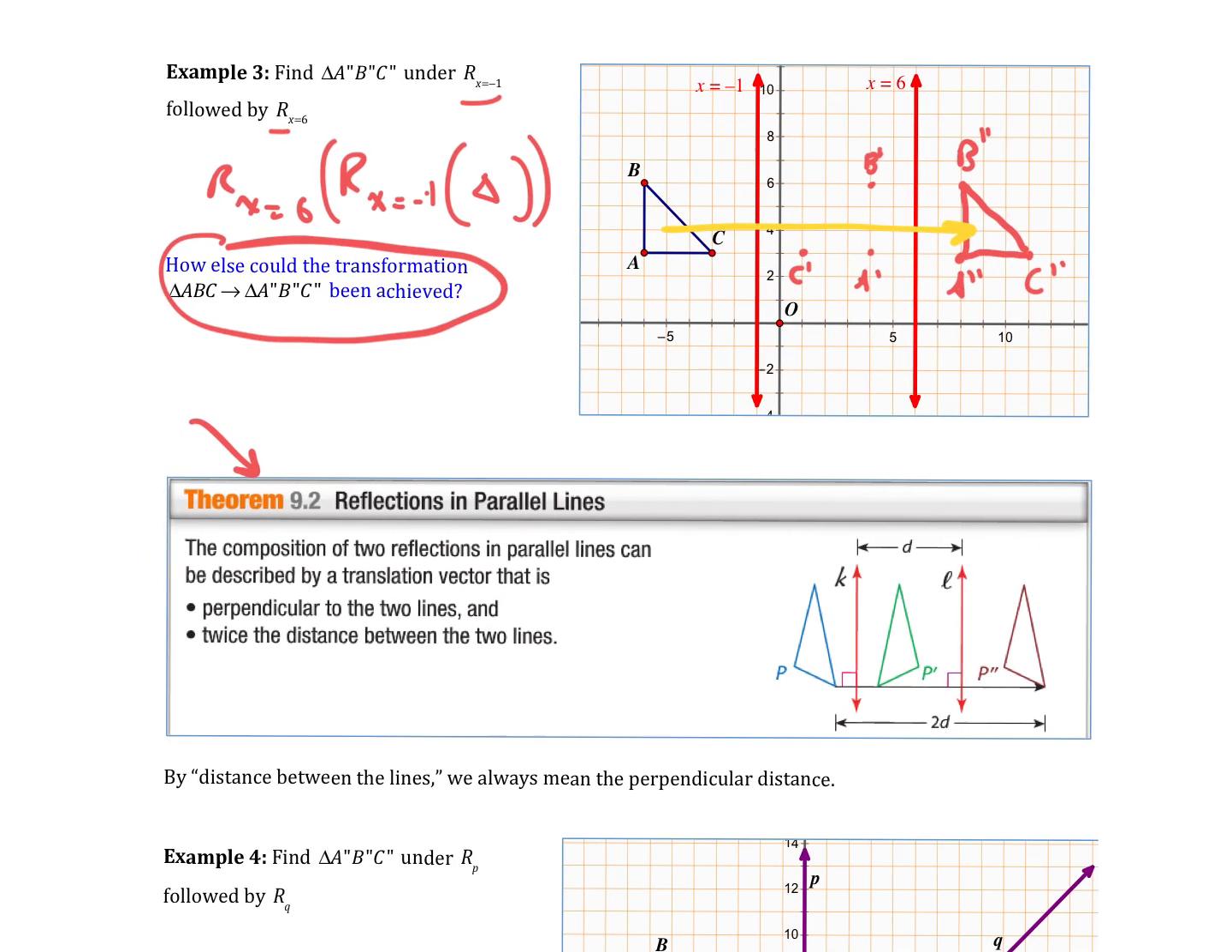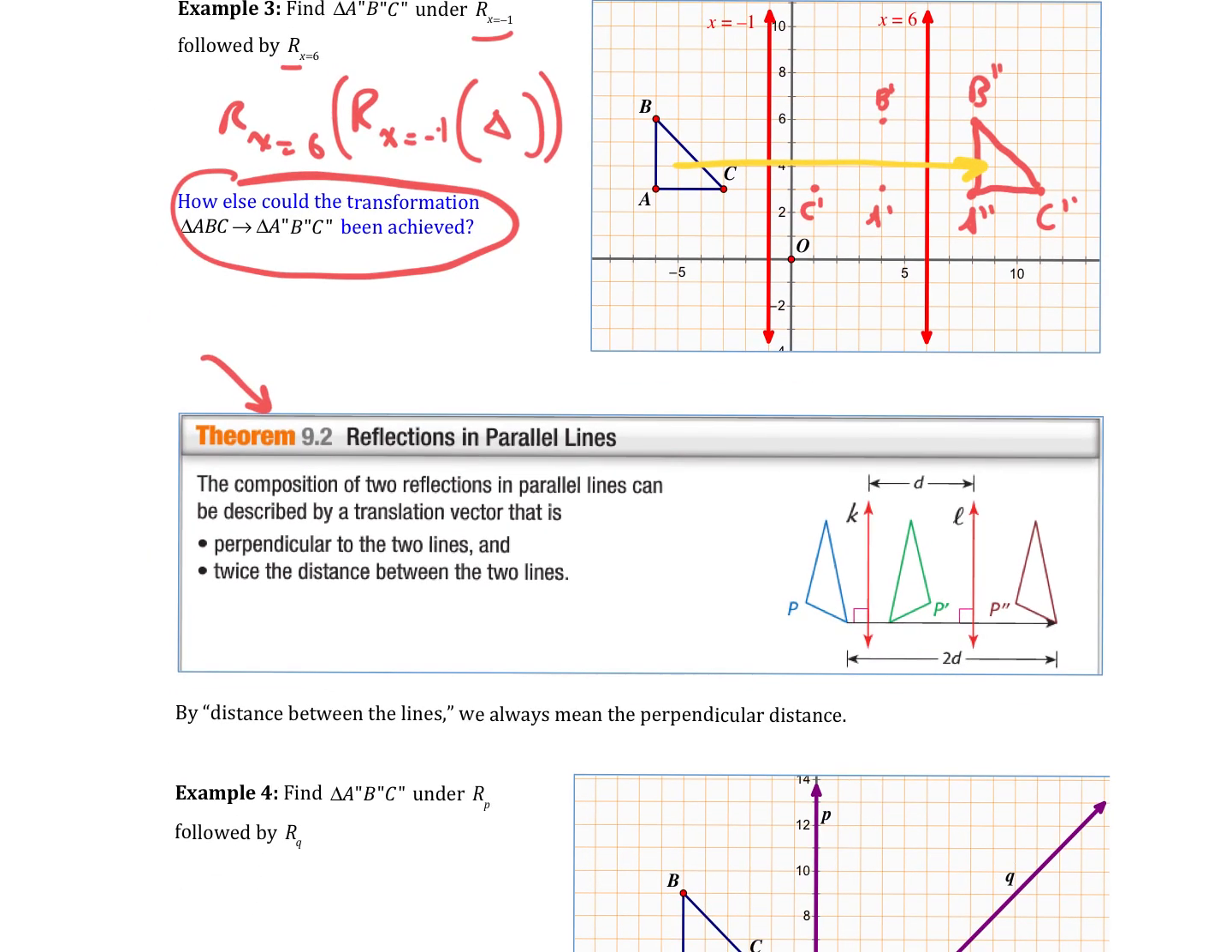So let's talk about this theorem. When you compose reflections in any two parallel lines, if you reflect over this line and then this line, and those lines are parallel, guess what? In the end, you're going to get all together what could have been just done in one translation. And I will prove that in class. In class we'll do the proof, or some sort of demonstration or discussion of why. So that's going to happen in the beginning part of class. Like why does that always work out to be a translation?